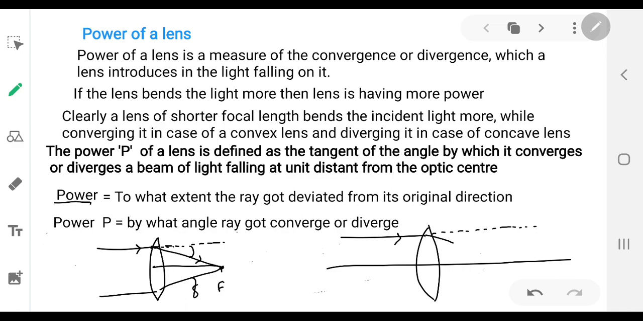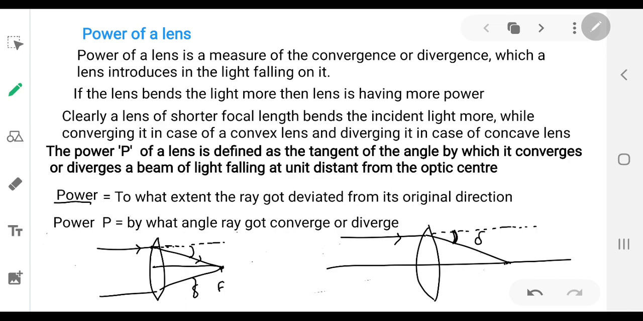After passing through the lens, by refraction, it gets deviated. So this is the deviation introduced by the lens in a ray of light. This deviation we can call the power of a lens. To what extent the ray has got deviated is nothing but the power of a lens, or this can be measured as by what angle the ray got converged or diverged is equal to the power of the lens.